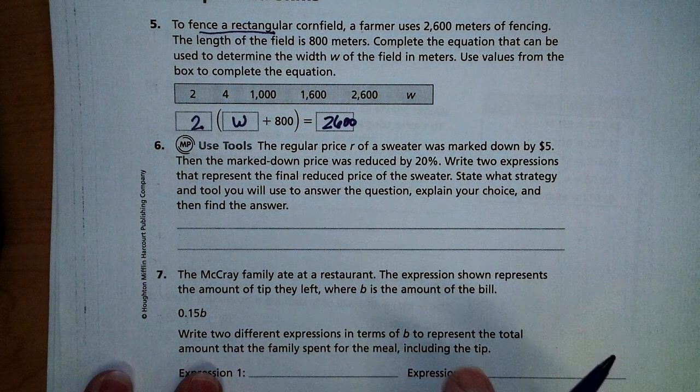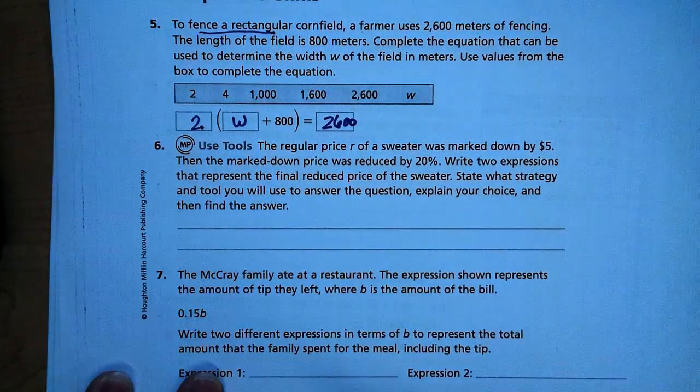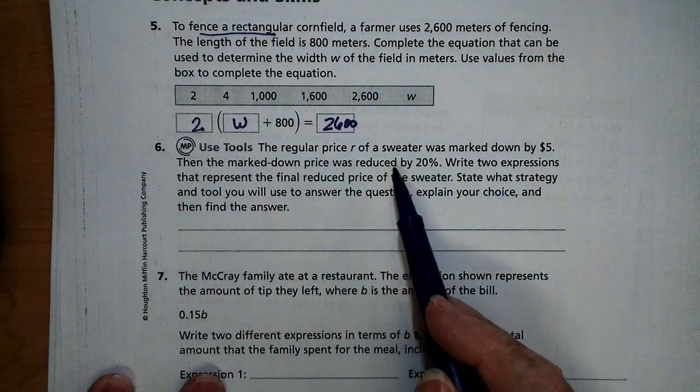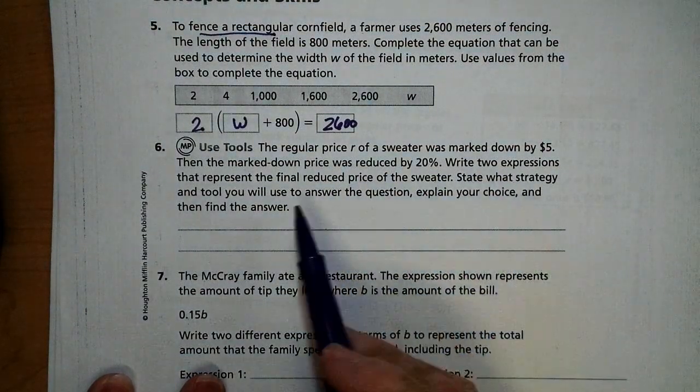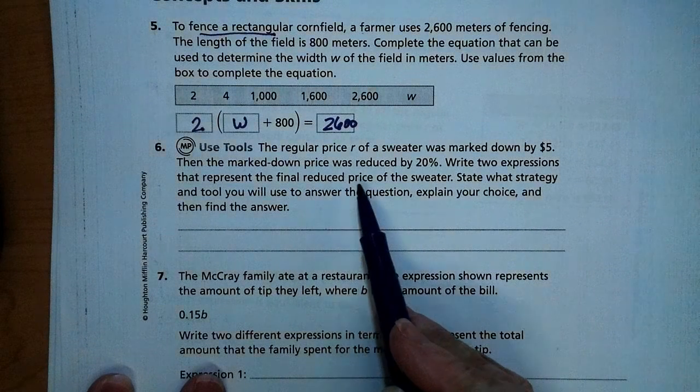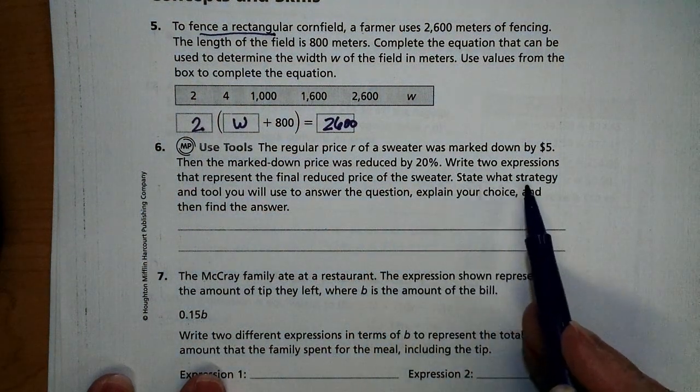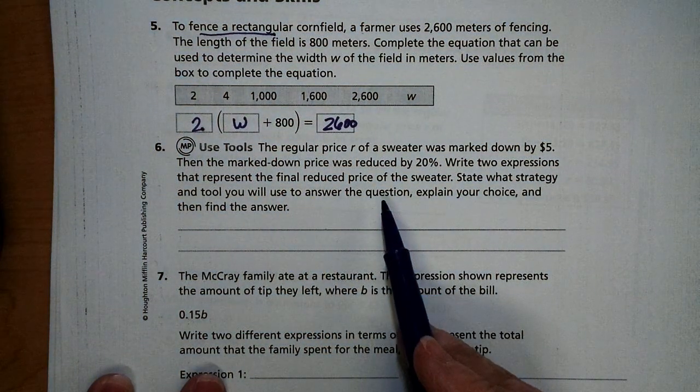All right, number 6. The original price of a sweater was marked down by $5. Then the marked down price was reduced by 20%. Write 2 expressions that represent the final reduced price of the sweater. State what strategy and tool you use to answer the question.